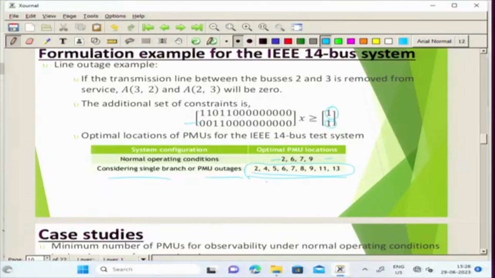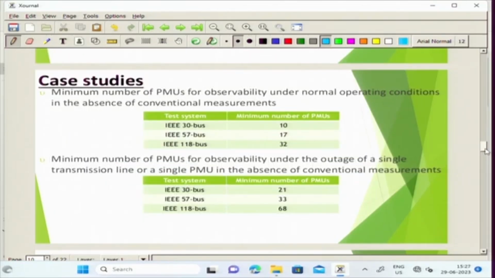So if you have to consider at least minimum measurement even during a single branch outage or PMU outages, then you have to increase the PMU placement to multiple buses. Now in this case, earlier it was just 4 PMUs. Now it will increase to 9 PMUs. So this is the minimum number of PMUs for observability under normal operating conditions in the absence of conventional measurements.